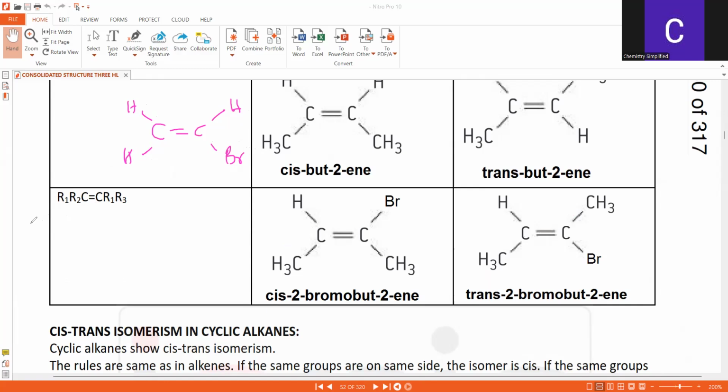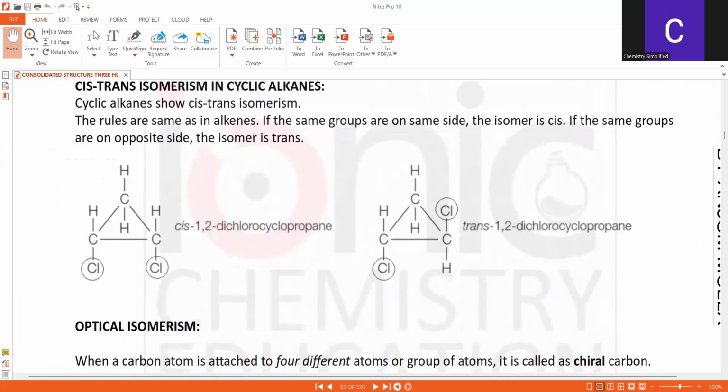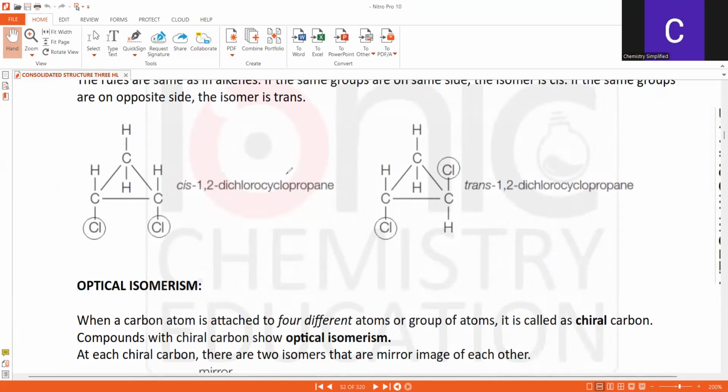So that's about cis and trans isomers in alkenes. Now cis and trans isomers can also be in cyclic alkanes. Cyclic alkanes means, like this is propane, 3 carbons. Ane means single bond, but in cyclic form. So the 3 carbons are making a cycle. In this case, if there are 2 chlorines bonded to them, one on carbon number 1, one on carbon number 2, like these two, then if these two are on the same side, it is the cis isomer. If these 2 chlorines are on the opposite side, then it is the trans isomer.